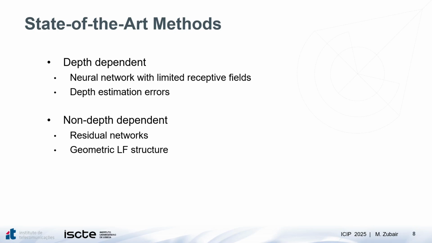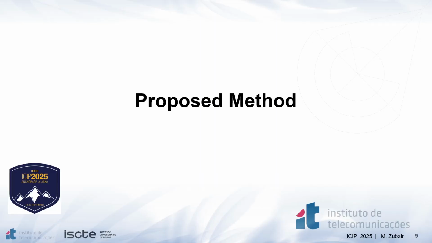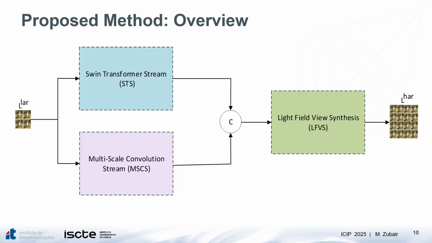Non-depth-dependent methods are designed with residual networks, but they ignore the geometric light field structure. The synthesized views of non-depth-dependent methods mostly have inconsistency between views. To handle these issues, we propose a novel framework for generating geometry-aware dense views. The proposed method consists of two parallel feature extraction streams followed by a light field view synthesis network.